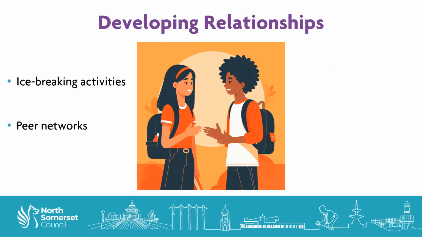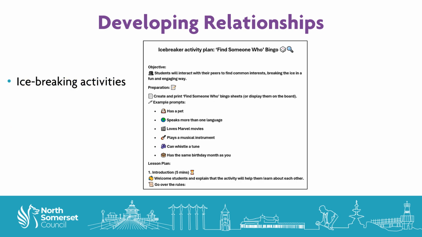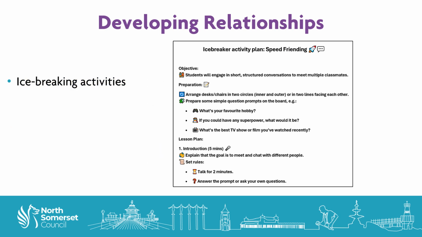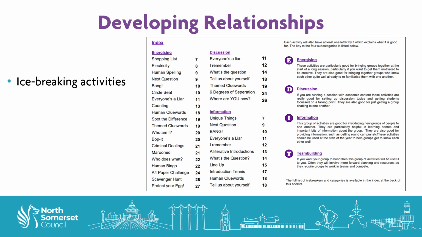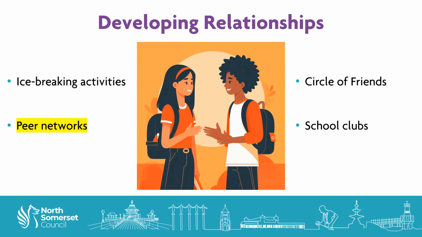So the first category of activities that schools and colleges can use to consolidate a good transition are about developing and sustaining positive relationships. And we've provided 4 types of activities on the EPS website. Starting with structured icebreaker activities such as Find Someone Who bingo and speed friending, which is a bit like speed dating, and a hands-on team building challenge known as the Human Knot. There is also a downloadable guide from the University of Manchester with over 30 examples of icebreakers for teens and young adults.